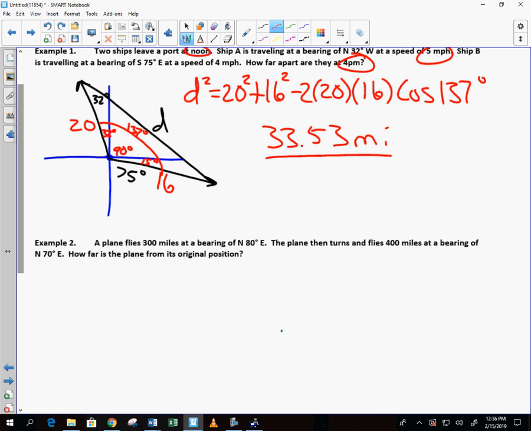Can somebody tell me if the 3353 is reasonable? Why? Longer than the other two, and 16 plus 20 is, so you know it has to be shorter than 36. Triangle inequality theorem, geometry. You did learn that. They might have taught it, but I didn't learn it. Might have mentioned it.